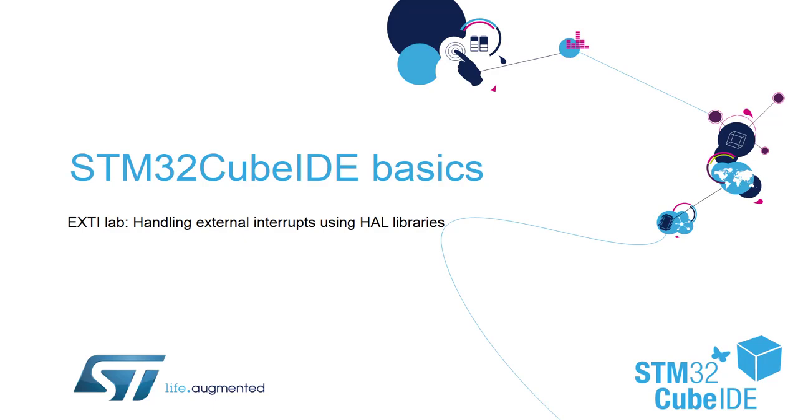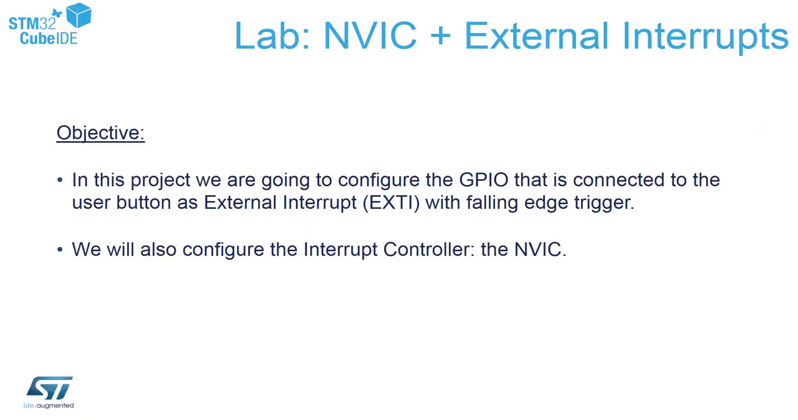In this part, I will demonstrate how to create a project using STM32CubeIDE and HAL libraries for the G0 family, to use external interrupts to control our on-board LED. The objective of this session is to properly configure an I/O line to work as an external interrupt source and use it to control our LED. I will also demonstrate how to configure the interrupt controller built into Cortex-M devices, the so-called NVIC, Nested Vectored Interrupt Controller.